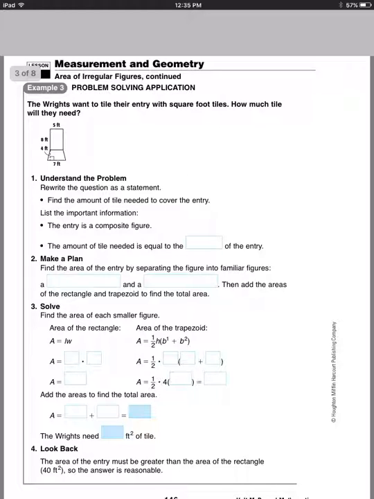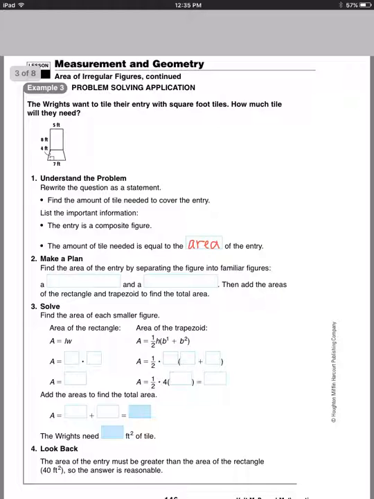Alright, the Wrights want to tile their entry with square foot tiles. How much tile will they need? Well, we need to find the amount of tiles that are going to cover their entryway, right? We know that their entryway is a composite or complex figure, as shown in the picture, because there are two different shapes. Okay? And we know the amount of tile needed is equal to the area of the entryway.